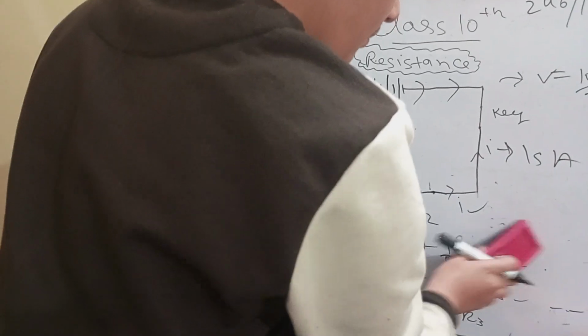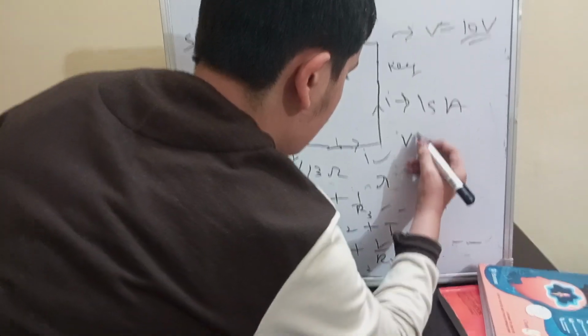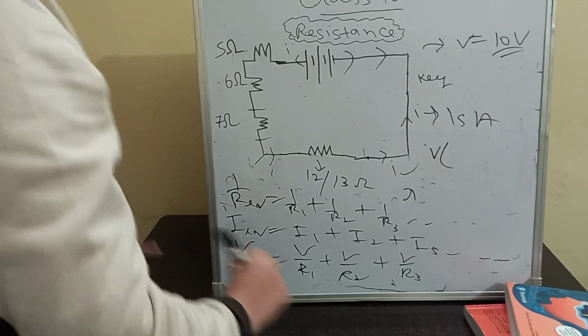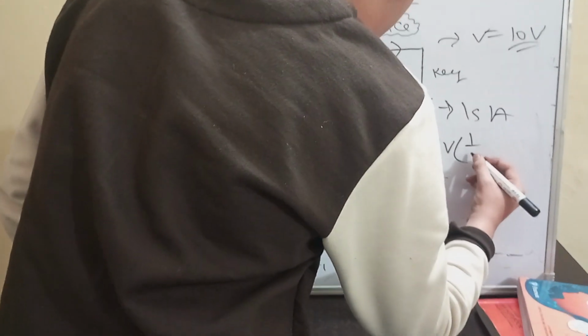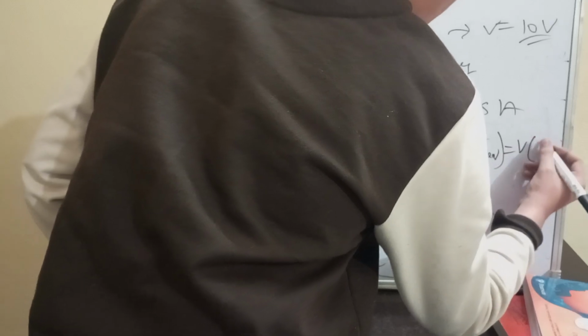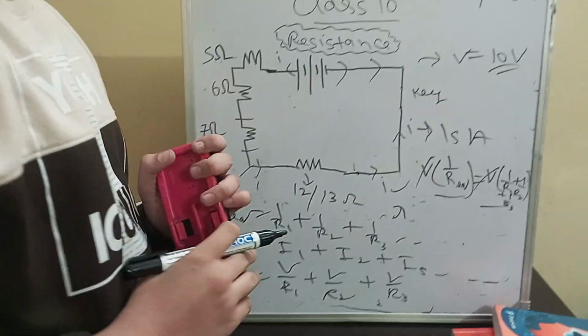Let me rewrite it. It became very messy. Let me rewrite it. What did we get? We got this. The voltage will be common because it is the same. V common, and R3 is also there. We will cancel, and this equals this, hence derived.